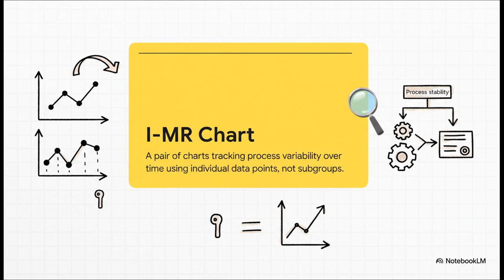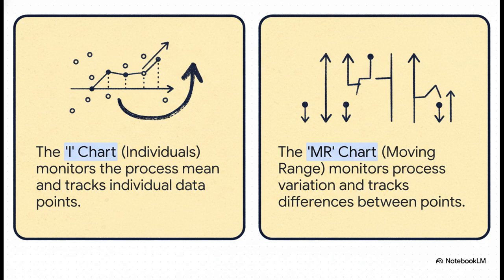At its heart, the IMR chart is a duo. It's a set of two charts that work together to give you a complete, crystal-clear picture of your process stability, even when your subgroup size is just one. It's elegant and it's incredibly powerful. Now, this is the crucial point. You need both charts. They're like two sides of the same coin.